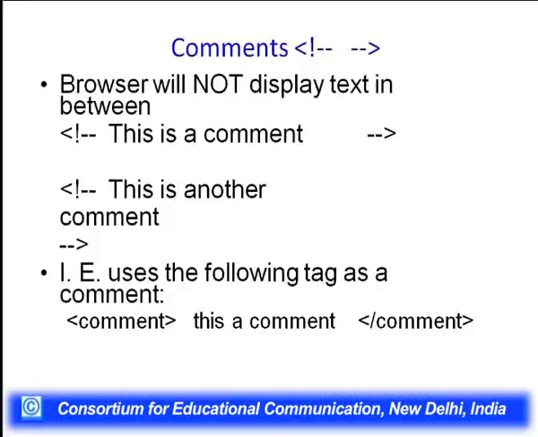So in HTML there are actually 3 ways in which you can specify comments. Comments means anything which the browser is going to ignore and not going to display. So in this case, you can see this is one line of comment, the second is a multi-line comment, and the third is in Internet Explorer, where you can see that the word comment and /comment is used in the form of a tag. So comments can be specified in 3 ways: a single line, a multi-line comment, or by using the tag comment and slash comment.